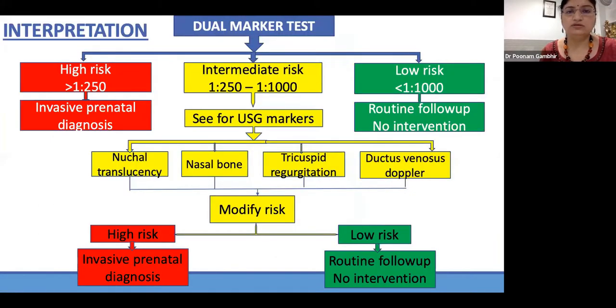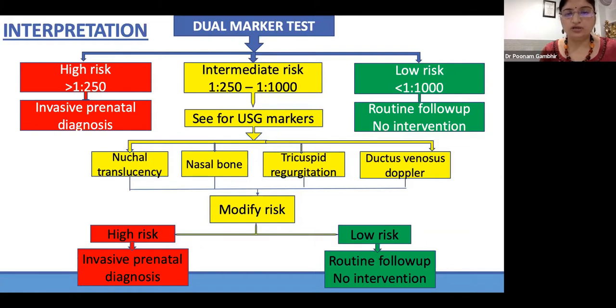So, as the age-old criteria, we divide the patients into high risk, intermediate, and low risk groups depending upon the values, on the basis of biochemical markers. If we have a risk of more than 1 in 250, we straight away go for invasive prenatal diagnosis, or offer prenatal invasive testing. For the low risk group, routine follow-up, no intervention. But for the intermediate group, we have to look into the ultrasound markers.